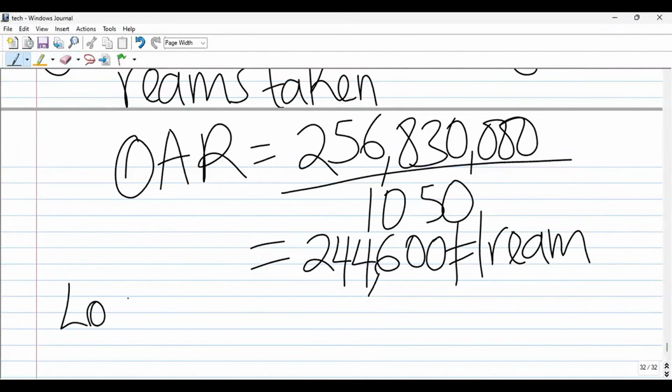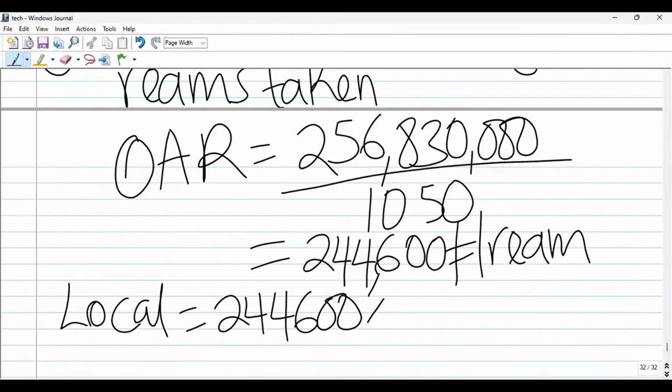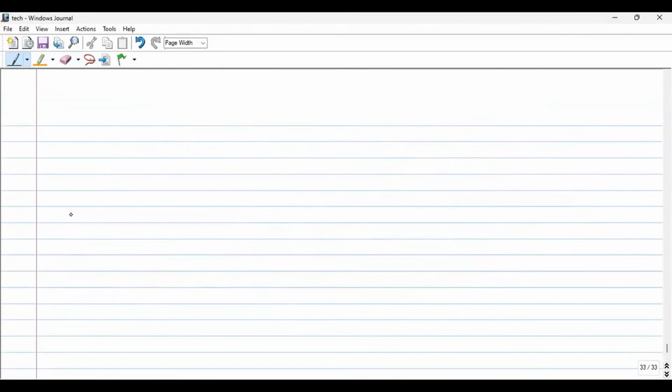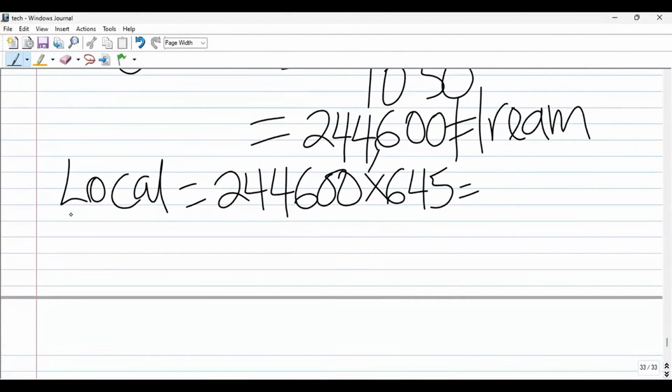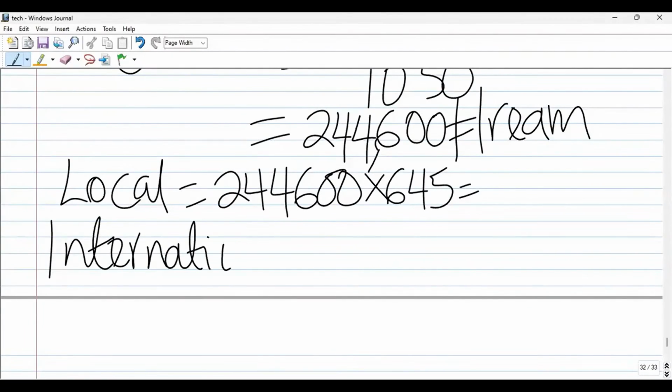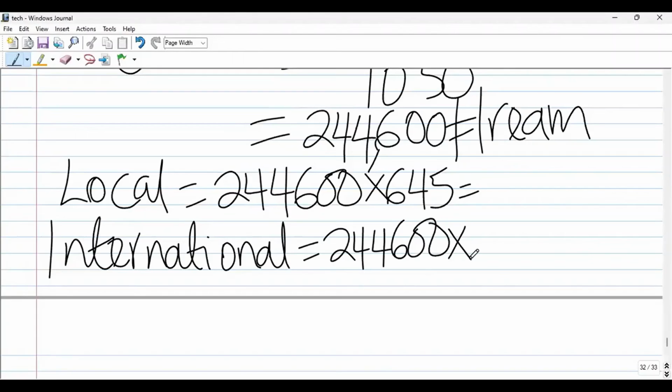So local: 244,600 times the number of rims taken, 645. So international: 244,600 times 405.